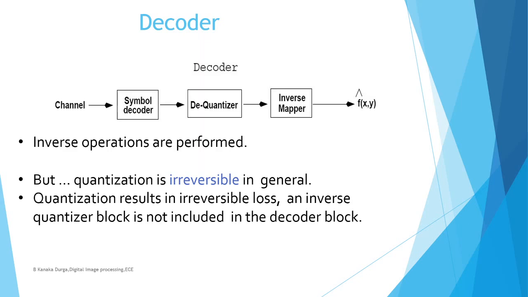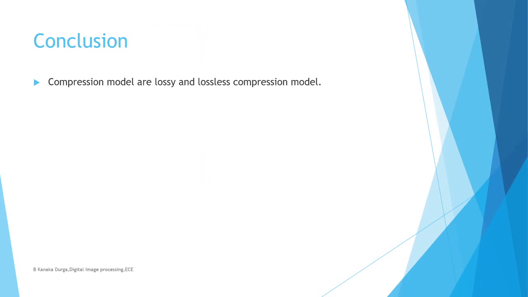Whatever the mapper has done, for example 110 goes for A, if I get A, I have to go for the inverse mapper and get 110. But quantization is an irreversible process. In general, quantization results in loss of data. So the inverse quantization block cannot be included in the decoding block to get an exact replication of the data. So, the conclusions are the compression models.